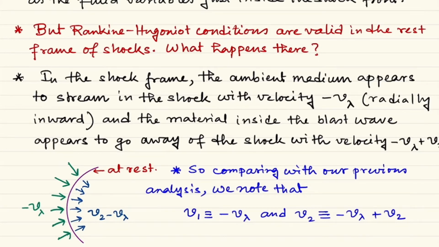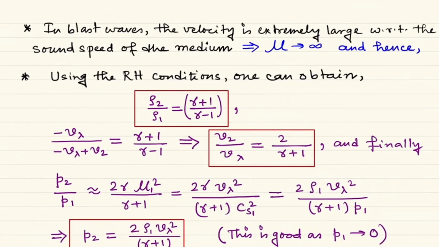Now if we make a comparison with our previous v1 and v2, if you remember, v1 was the velocity just in front of the shock, and v2 was the velocity just behind the shock. So here simply you can say that minus v lambda is equivalent to v1, and minus v lambda plus v2, which is actually v2 minus v lambda, is equivalent to v2. Now with this we are all set for using Rankine-Hugoniot conditions.